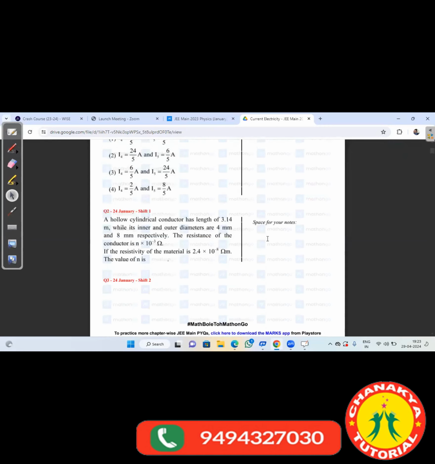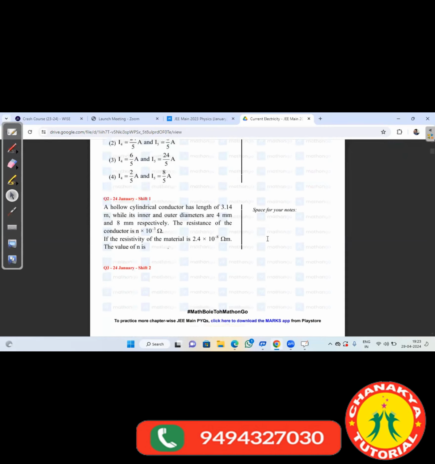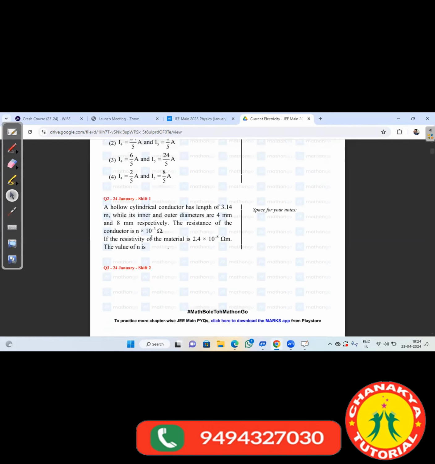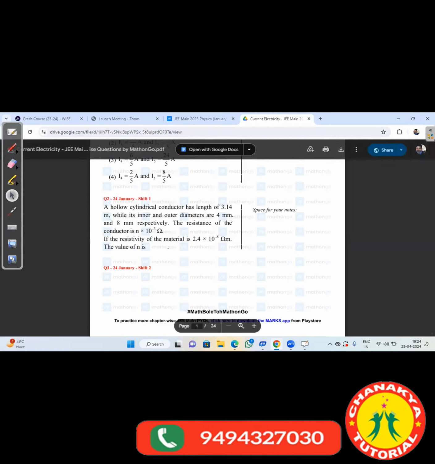Yes, sir. Now see, a hollow cylindrical conductor has length 3.14 meter, while its inner and outer diameters are 4 mm and 8 mm respectively. The resistance of the conductor is n multiplied by 10 to the power minus 3, and hence you have to find the resistance. As we know, the resistance R is given by rho L by A.